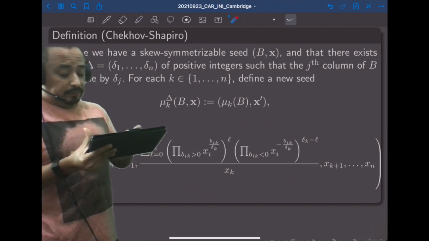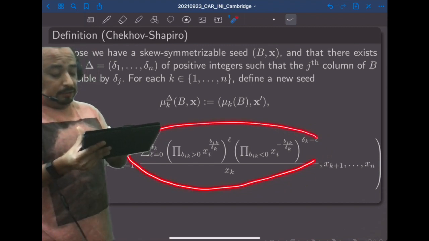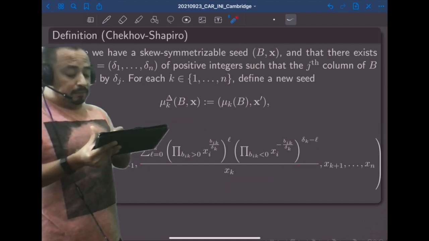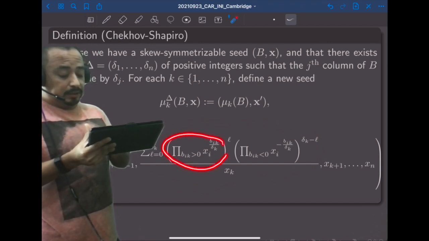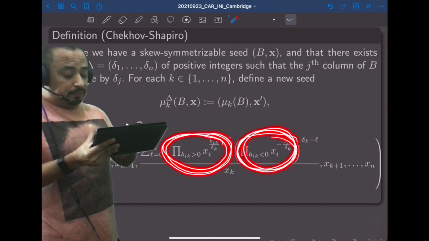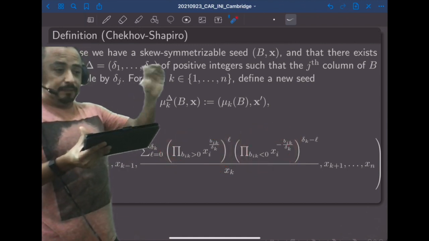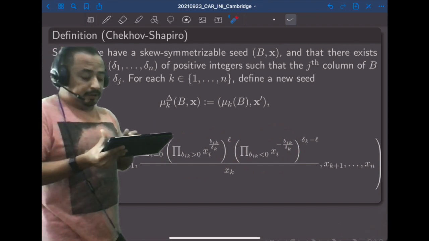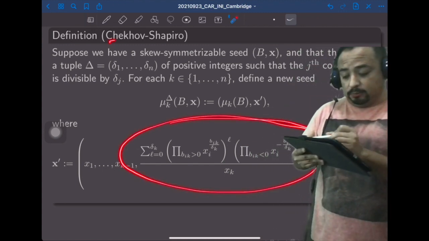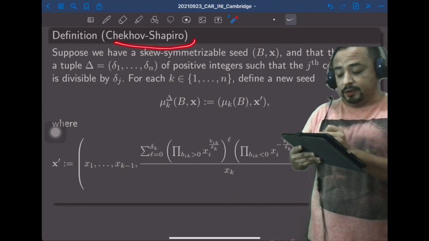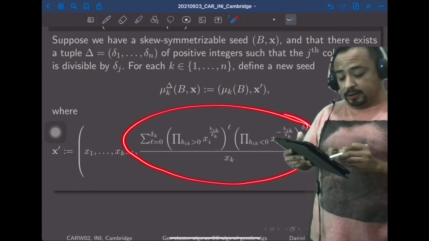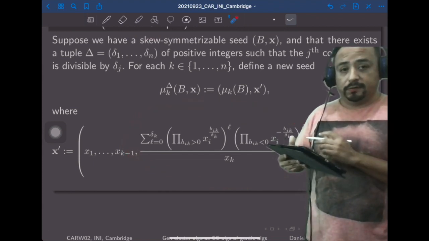And yeah, here you can see it's a reciprocal polynomial evaluated in the two terms where you evaluate the binomial in the usual cluster algebra, right? And of course this is not the most general definition of mutation of seeds given by Chekhov-Shapiro. I just wrote down the one that is going to serve my purposes.